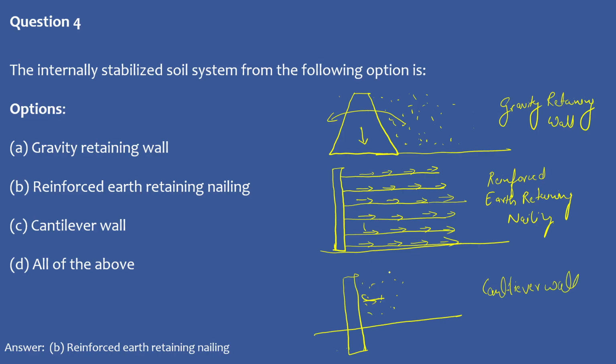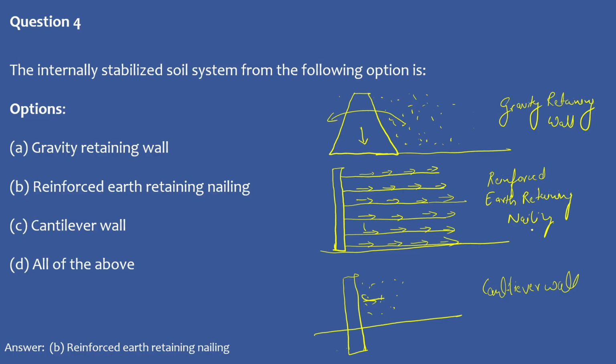So among all these three options, the gravity retaining wall and the cantilever wall act as external resisting forces, and they are not stabilizing the system through any internal forces. They provide the required forces either through their dead weight, or through some fixed support which is not part of the soil.